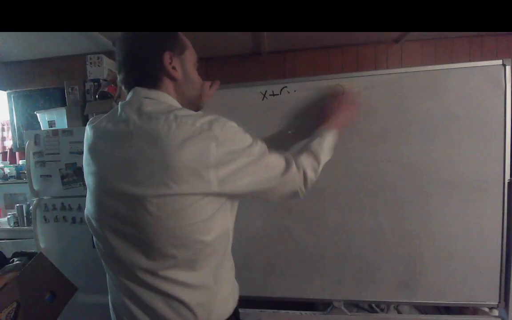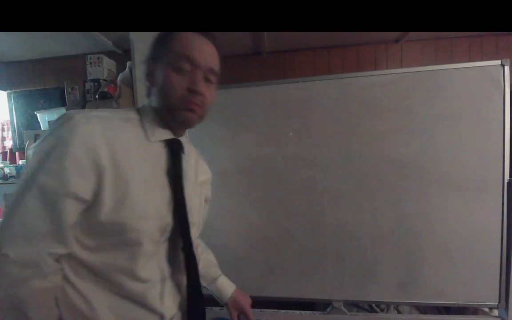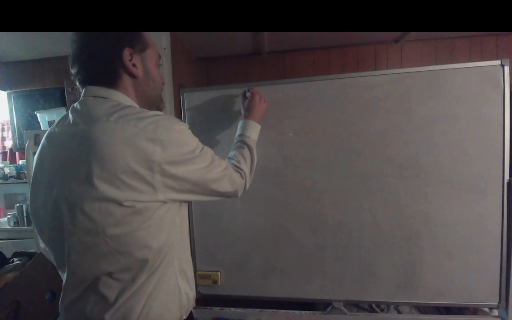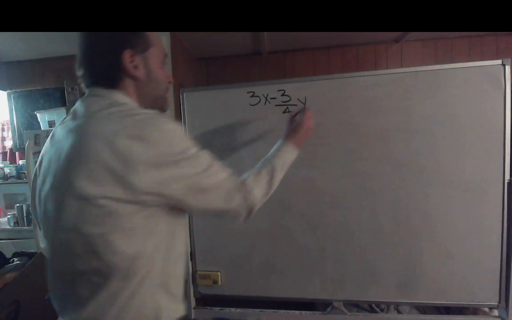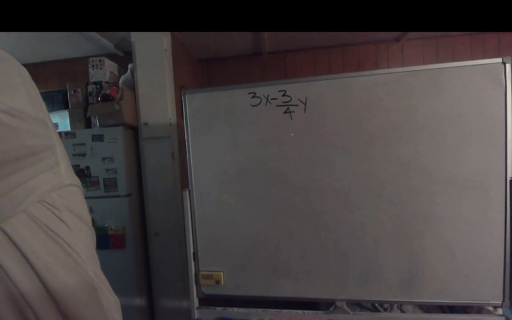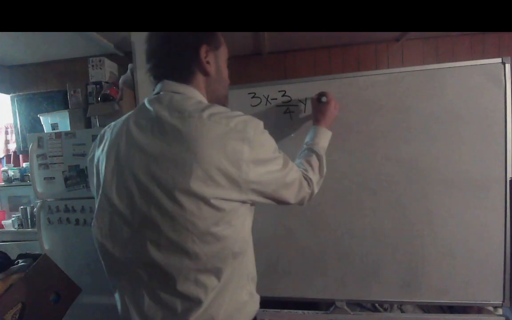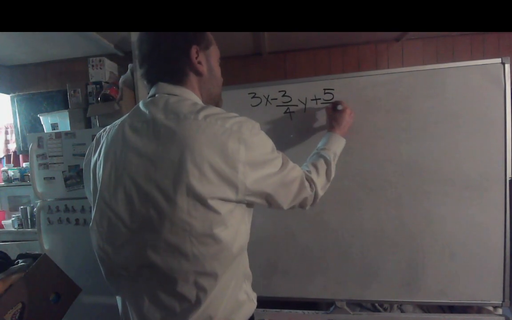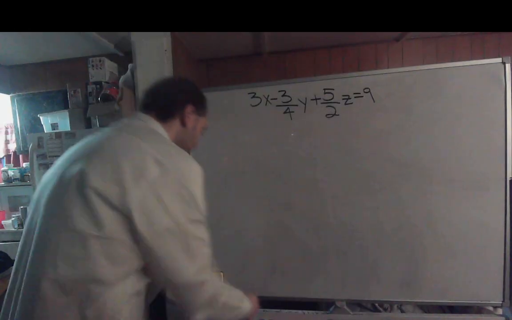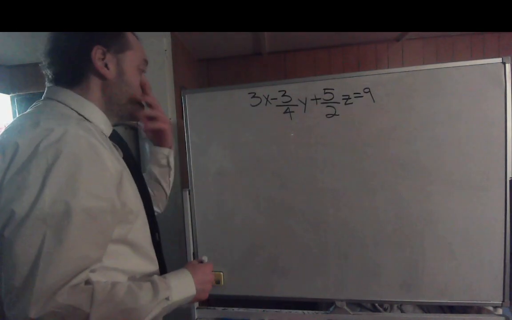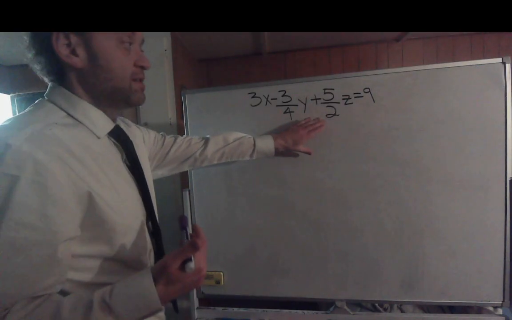I know it's weird seeing functions of more than one variable because up till now that's all we've dealt with, but multivariable functions do exist. What if I have 3x minus 3/4 y plus 5/2 z equals 9? That one actually looks a little hideous. But we still need to solve for z and make it a function of x, y.